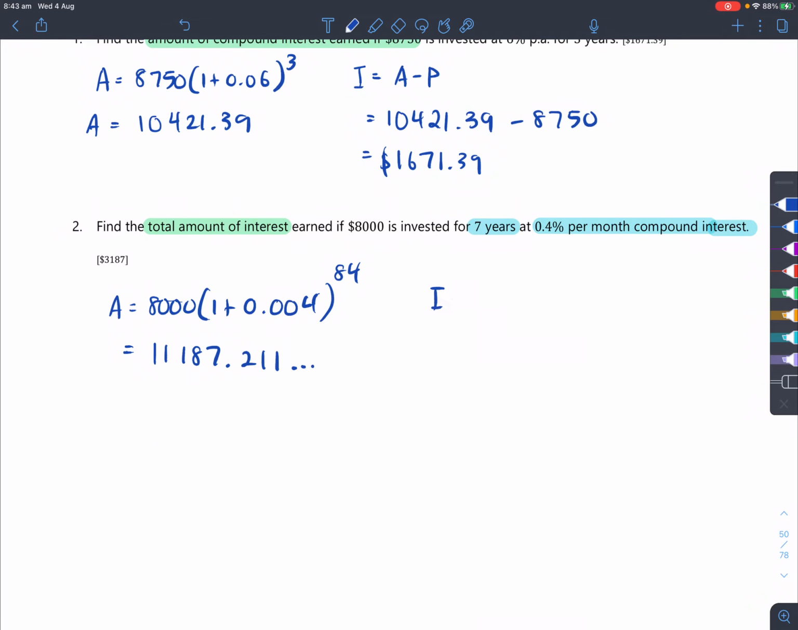And our interest here in this case will be the final value, which is that number I wrote down, 211..., minus the principal that we had at the beginning, which is 8,000. So subtracting those two numbers gives us 3,187.211... So that rounds our answer to $3,187.21. Okay?